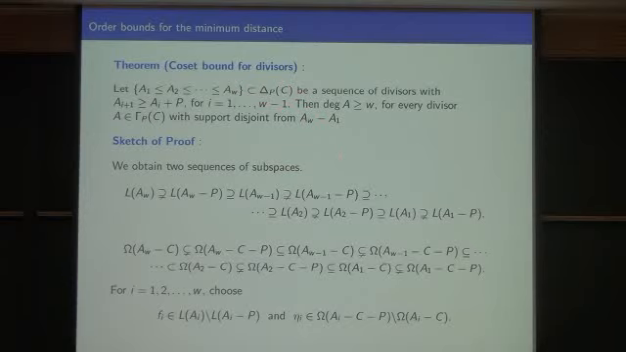So why is this true? I'll just give a brief sketch of the proof. So let's just think about A1. A1 is in delta PC means LA1 and LA1 minus P are different. Okay? That's the first condition.